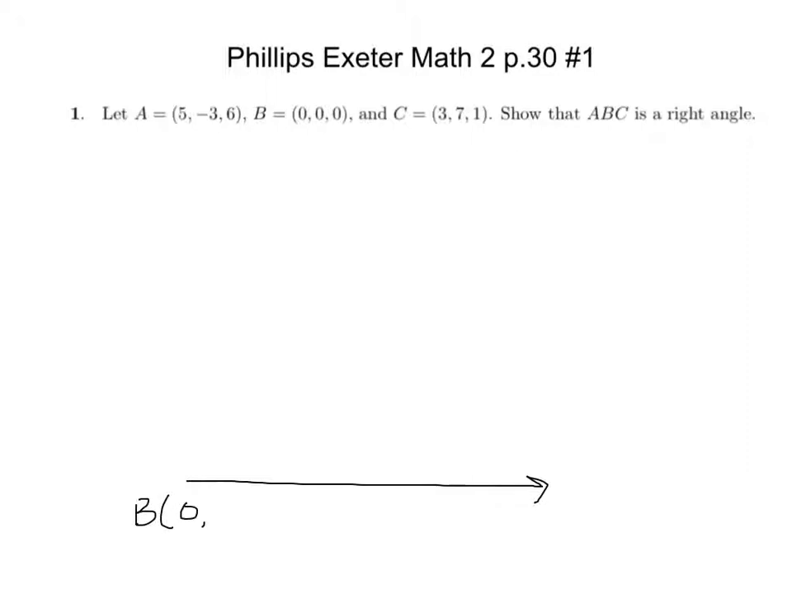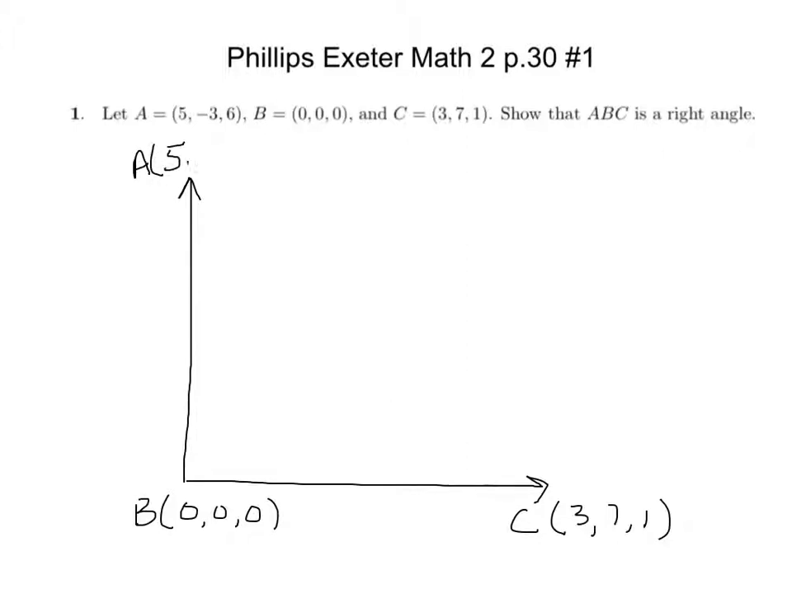So we're going from the origin to 3, 7, 1. And then we have a vector that's going from B to A. Now our vectors could go in the opposite directions. I just did it this way because it's easier to find vectors when you're starting at the origin than when you're starting from a random point.